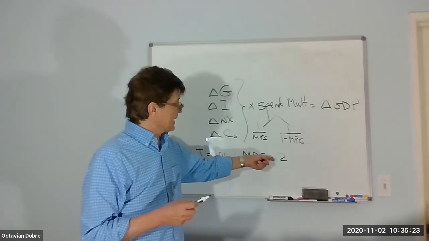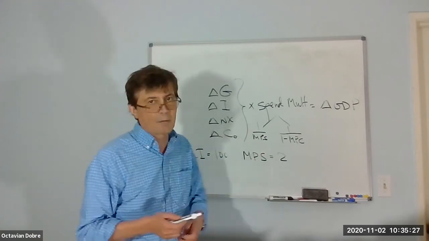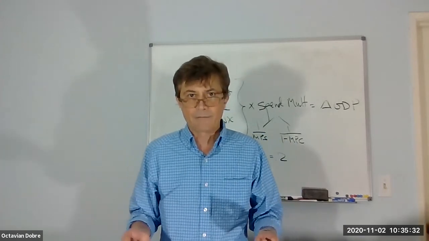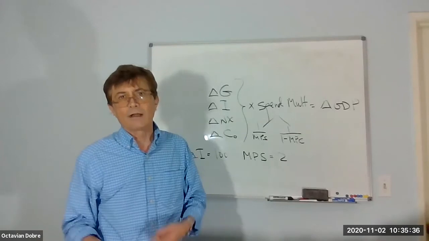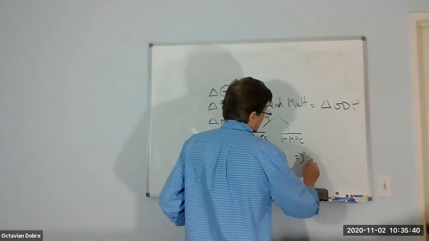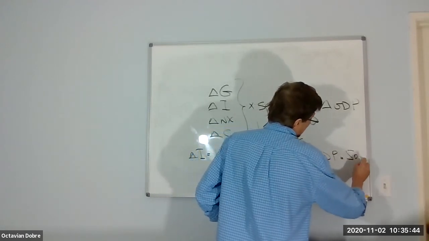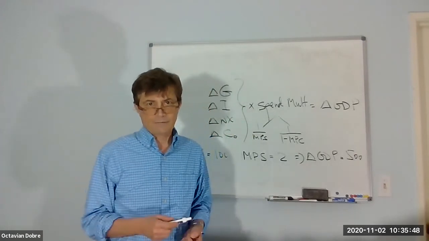In this case, since I gave you the MPS, you're going to say, okay, so it's 1 divided by 0.2. 1 divided by 0.2 is equal to 5. So 100 times 5 equals 500. So the change in GDP equals 500. 100 times 5.